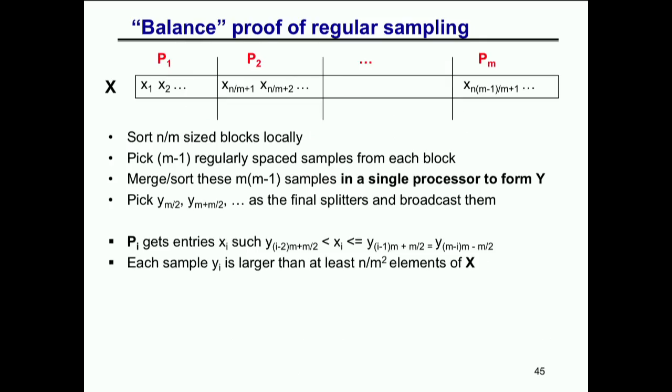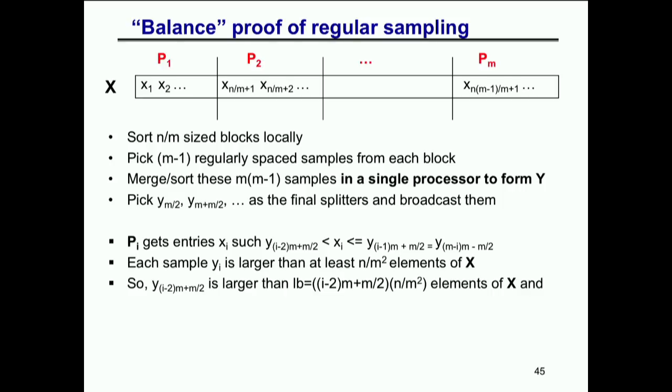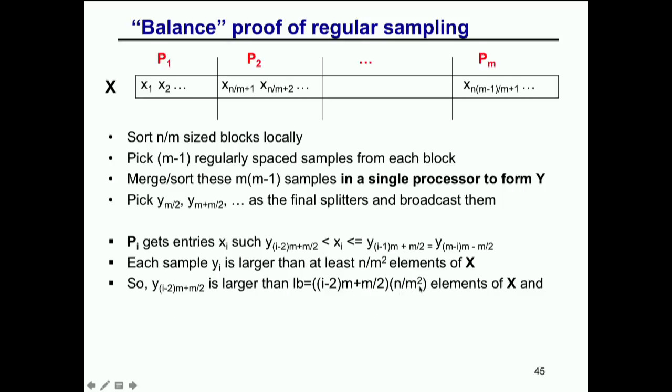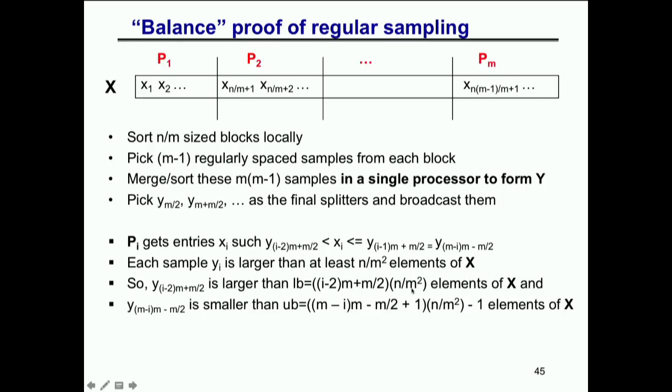So I know I am bigger than this many splitters, and each splitter is bigger than n over m squared elements. So I just multiply this. Good. And then I can make the same argument for the upper bound case: I am also smaller than this many elements on the right. So what do I gain?